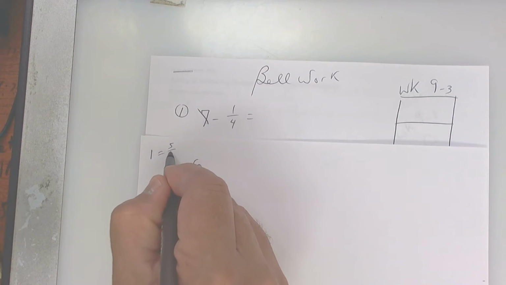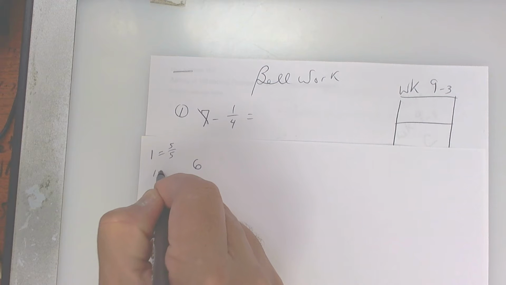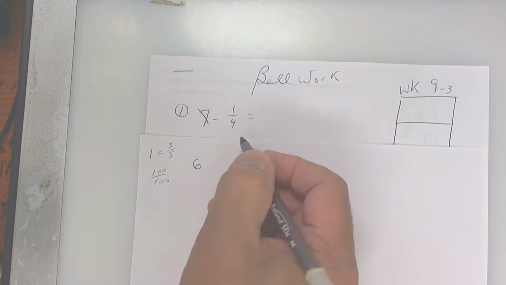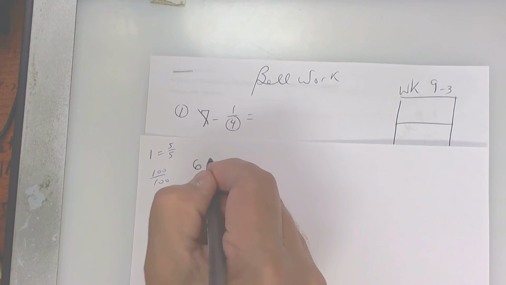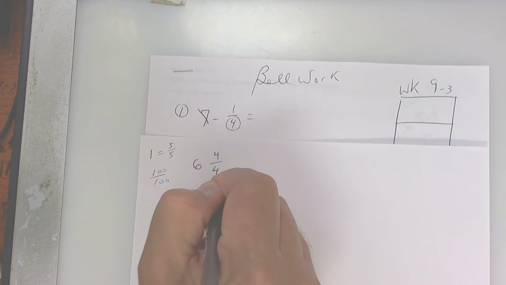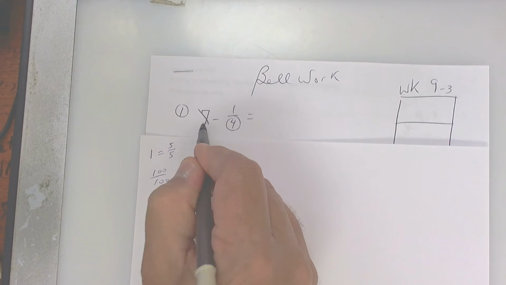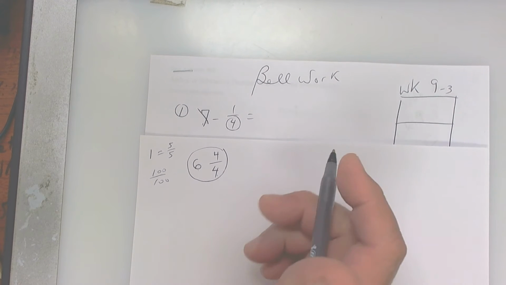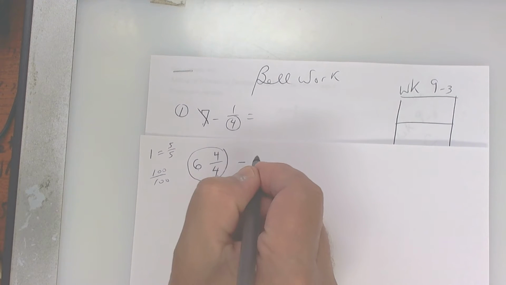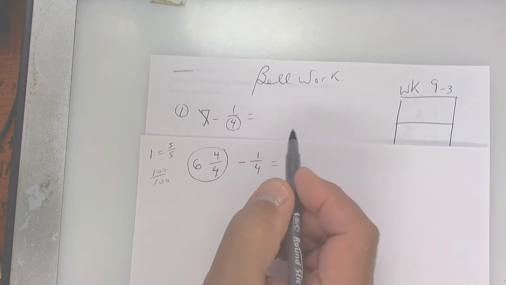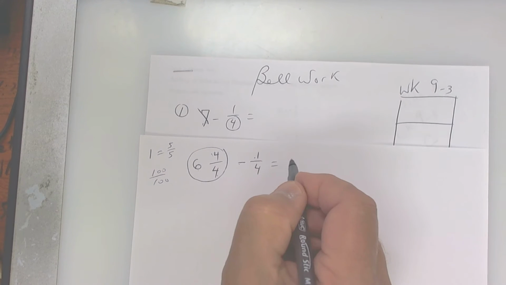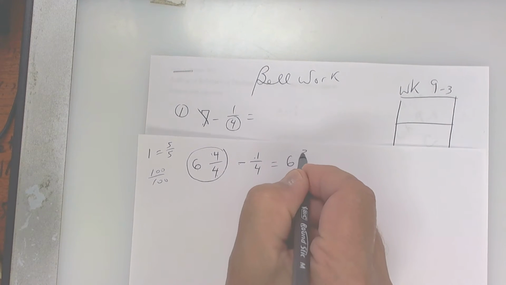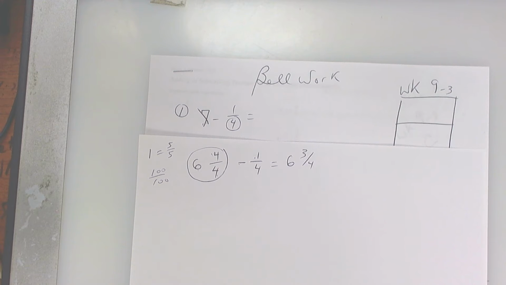I could do 5 over 5. I could do 100 over 100. But here my denominator is 4, so I'm going to make it 4 over 4. 4 over 4 is 1, plus that 6 makes 7. So this is still 7. Okay? Now here you're subtracting. And that's cool, you can do that. 4 minus 1 is 3, so your answer is 6 and 3 over 4. That's the way I do it.